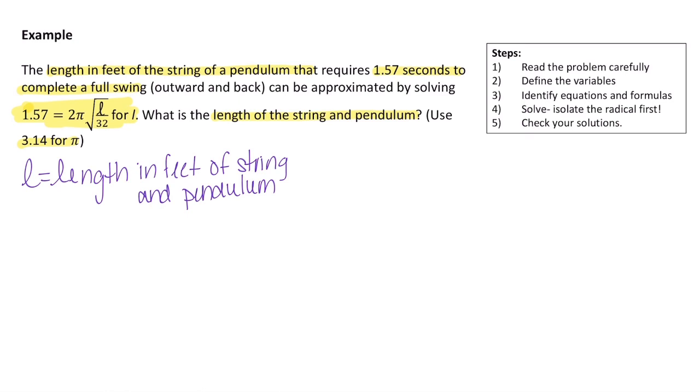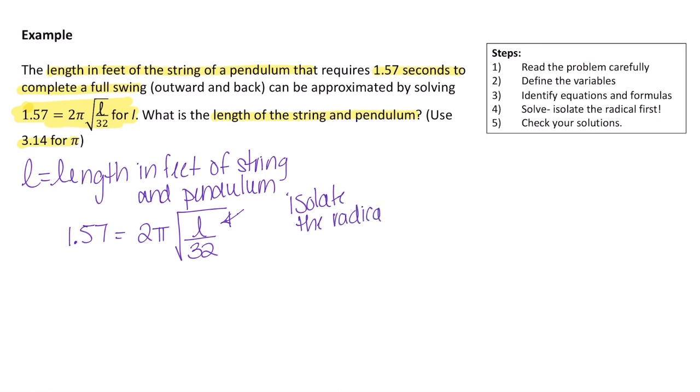And it also gives us this important formula. We have 1.57 equals 2 pi, the square root of L over 32. So we need to solve this formula for L, right? That is our goal right here. Remember, our goal is going to be finding L, but we always want to isolate the radical when we're working with an equation that has a radical in it. So we're going to start off by doing that. The reason the radical is not by itself is because it has a 2 pi with it, right? So we can divide both sides of this equation by 2 pi.